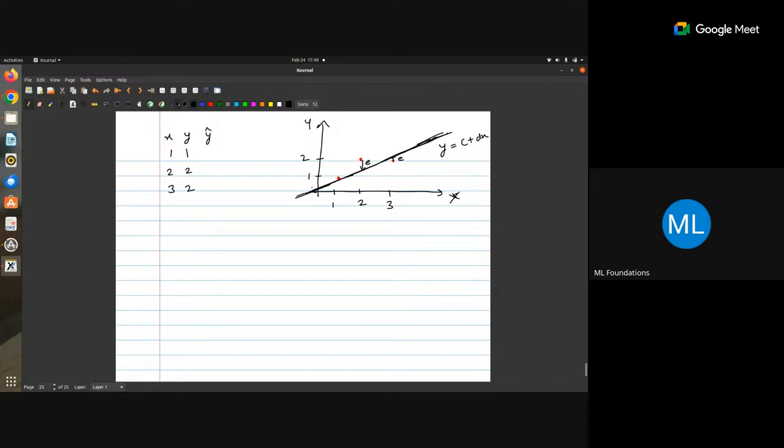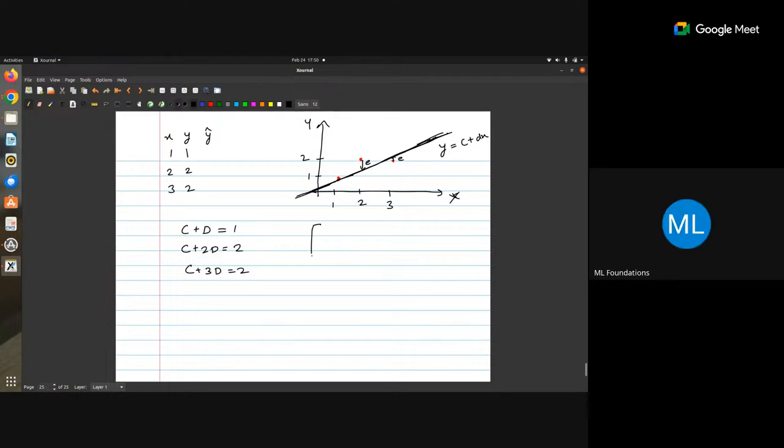What is the equation of this line by using the point 1, 1? C plus D equals 1. By using the point 2, 2: C plus 2D equals 2. Are all of you agreed with this? Then the equation of the line using the point 3, 2: C plus 3D equals 2. So this is the system of linear equations we wanted to solve, but by looking at this, I can say that there is no solution to this.